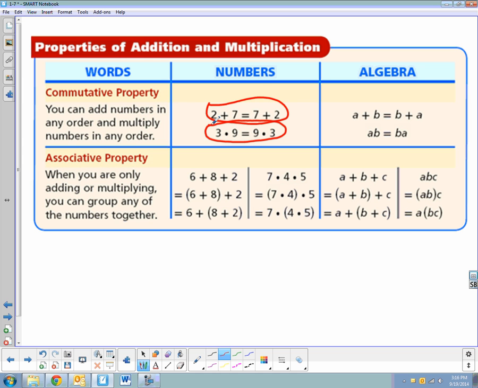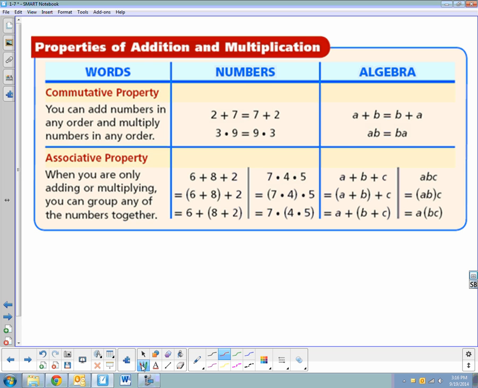Now be careful. This only works with addition and multiplication. It does not work with subtraction. You cannot say that 2 minus 7 is the same as 7 minus 2. 2 minus 7 would give you negative 5. 7 minus 2 would give you 5. Those are not equal. And so the commutative property does not work with subtraction, and does not work with division.